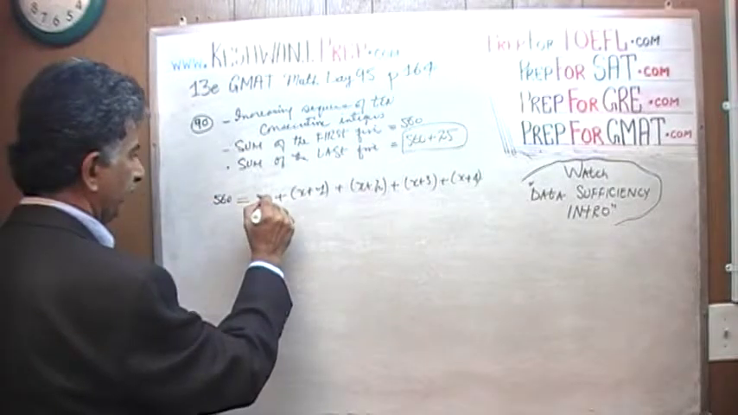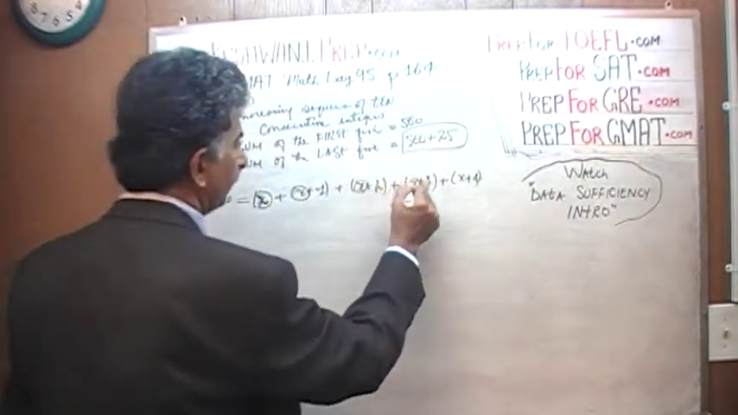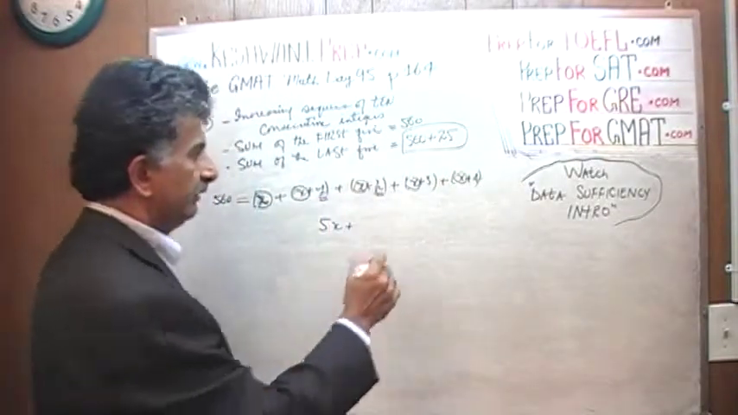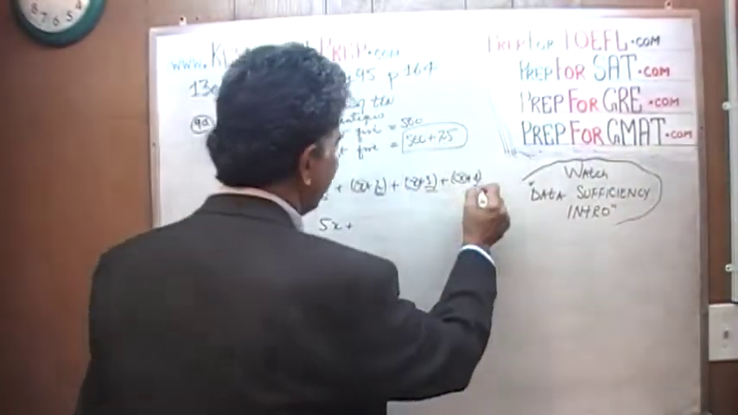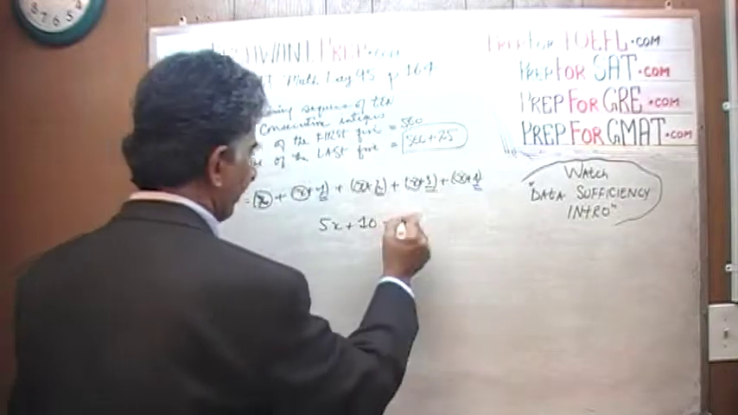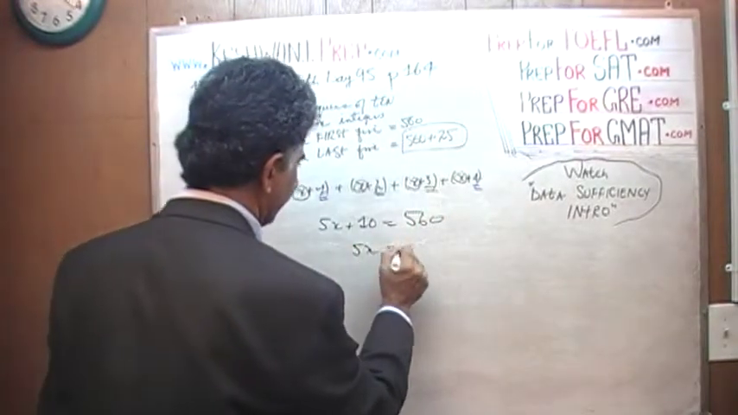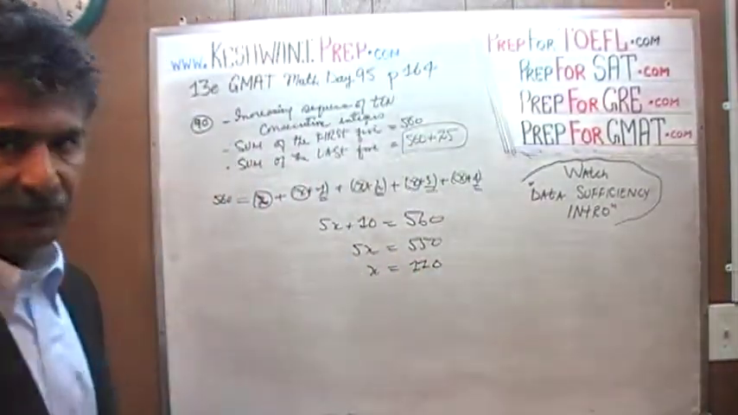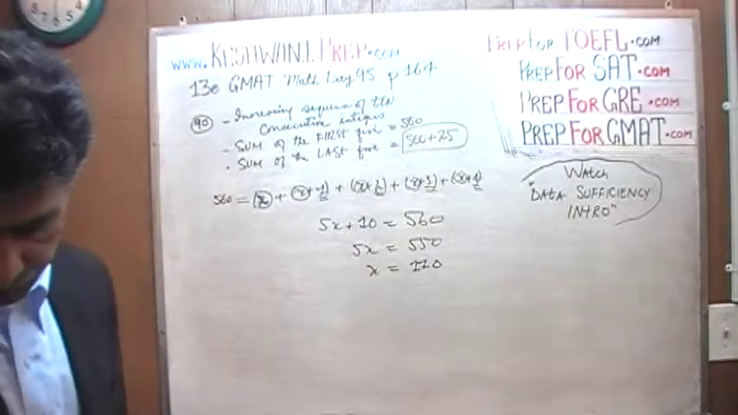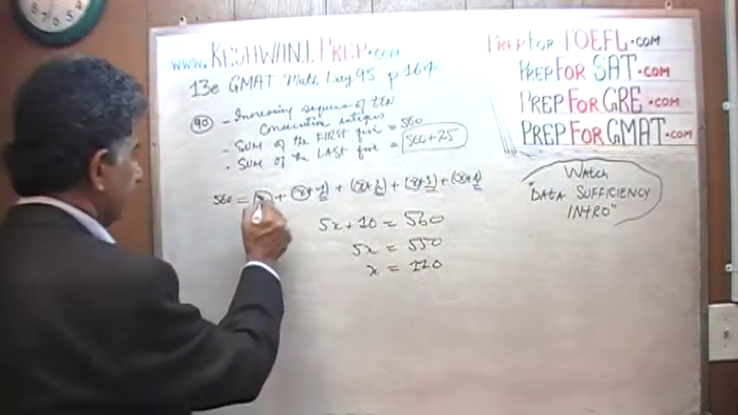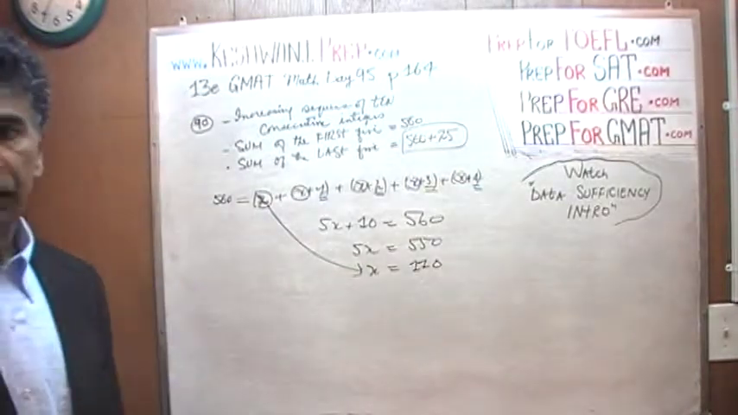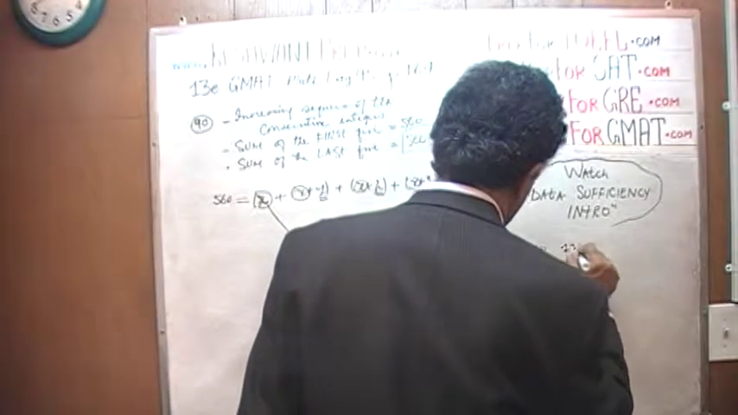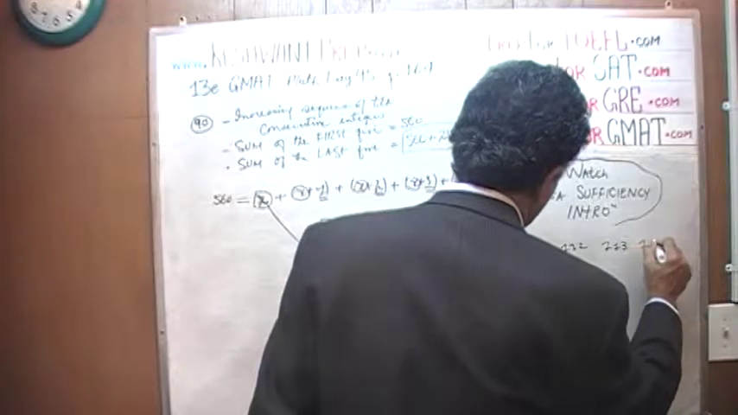How many x's do we have? 1, 2, 3, 4 and 5 x's. So 5x plus 1 plus 2 is 3, plus 3 is 6, plus 4 is 10, and that equals 560. Therefore 5x must equal 550, and therefore x equals 110. Now what does x represent? x represents the first guy right here. And that's how we find out that your first guy is 110, 111, 112, 113, 114.